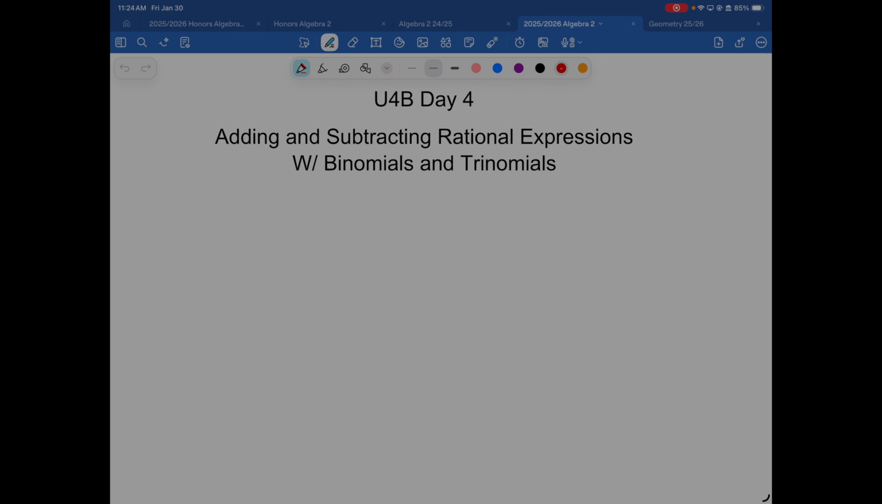The process is going to be the same. Like the last few days, you have to have common denominators in order to add or subtract. So we're going to look at making common denominators, whether it's in factored form or not. Looking at those different things today.